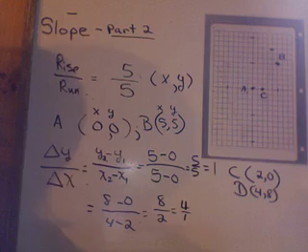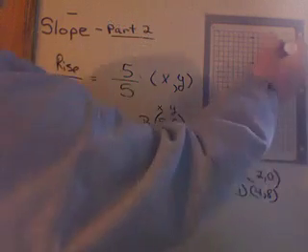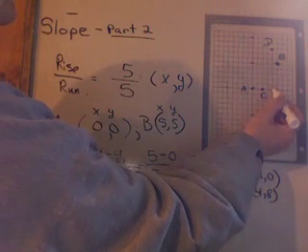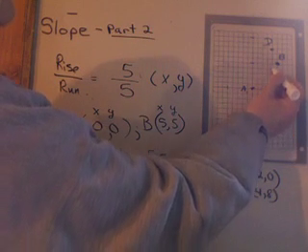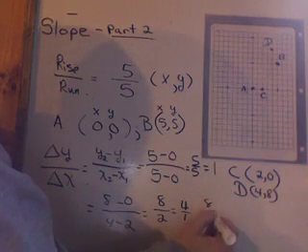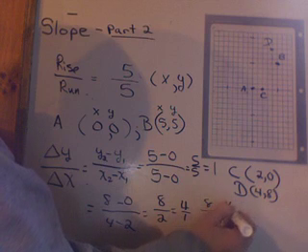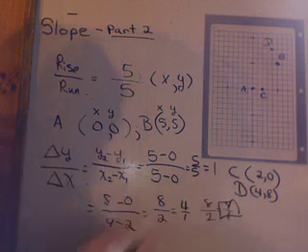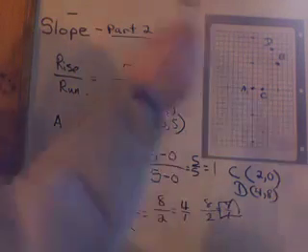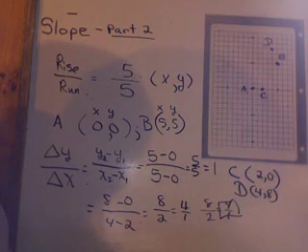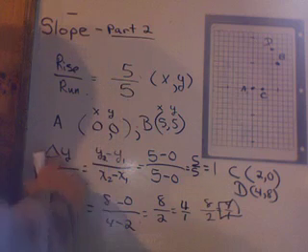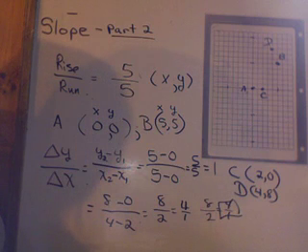Now let's see if I can get that by counting. We said that was D, right? We go over 2, up, 1, 2, 3, 4, 5, 6, 7, 8. So 8 over 2 reduces to 4 over 1. You can get the same thing by counting. But you can get it without counting, so you don't need a piece of graph paper. You don't need to plot the points, and you don't have to do the counting if you use this formula for slope, which is the change in y's over the change in x.